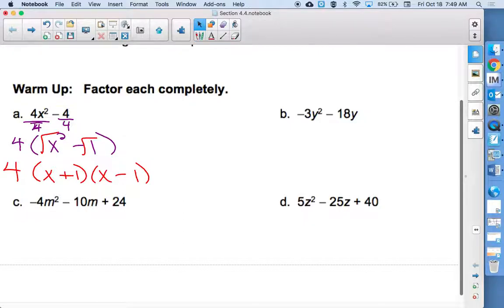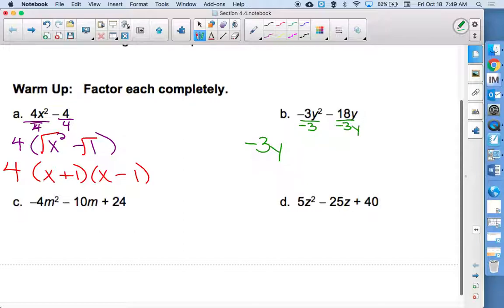Jack, what can we do with letter B? You can take out negative 3y. Yeah, so we can take out a negative 3y. And what do you get when you take that out, Jack? Y plus 6. So when you look inside the parentheses, y plus 6, it's just a y. It's not a y squared. So this is as far as you can factor it, pulling out a GCF, and then there's nothing left for you to do with that problem.